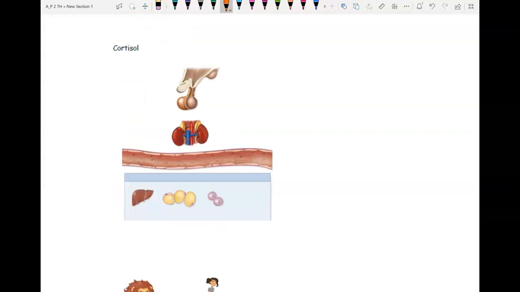Now that you know the general stuff about the endocrine system, we can start looking at individual hormones. The first one we're going to look at is cortisol. This is known as the stress hormone. It works hand in hand with your fight or flight response. Both of these are responses that help you to deal with stress.